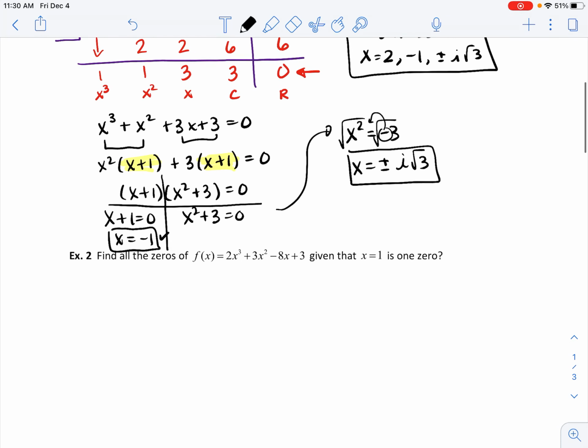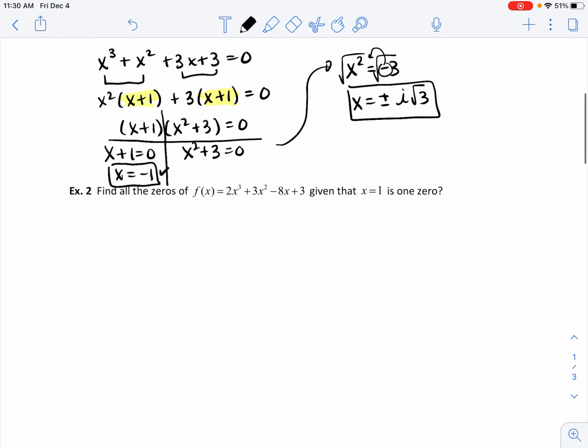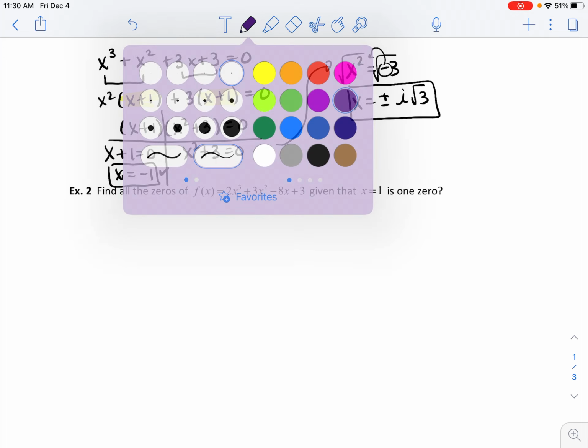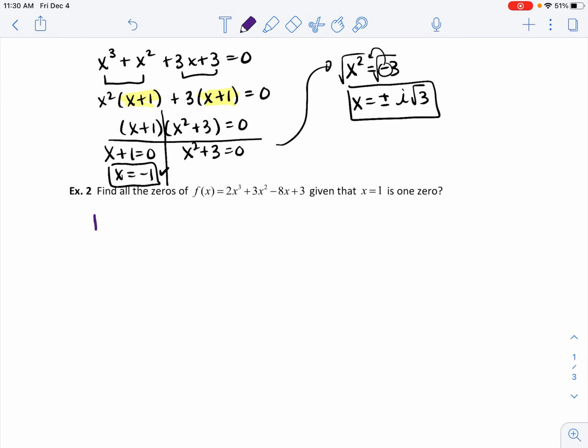All right, let's try another one. If you feel like, hey, I can do this, go ahead and try number 2 and see if you can do it on your own. If not, just follow along with me. So this one, again, I'm going to do synthetic division. It asks for all the zeros again. It told me that x equals 1 is one of the solutions, so I'm going to put that in here. Double check to make sure you're not missing a term here. It goes 3, 2, 1, 0, so we're all good. Coefficients are 2, 3, -8, and 3.